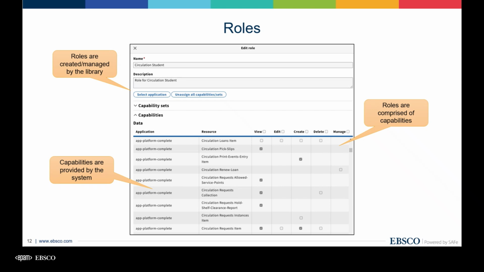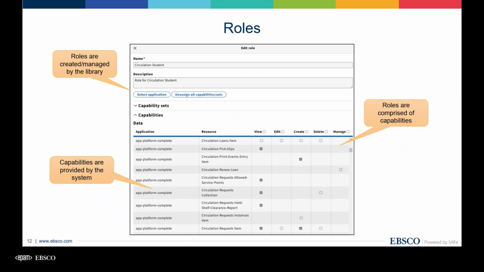So I kind of gave the introduction of roles and capabilities. I already mentioned roles are a collection of capabilities, and you can see here they also have a name and description. A capability is essentially a resource, something like circulation loan item, along with an action like view, edit, create, delete, etc. So each of these checkboxes corresponds to a capability.